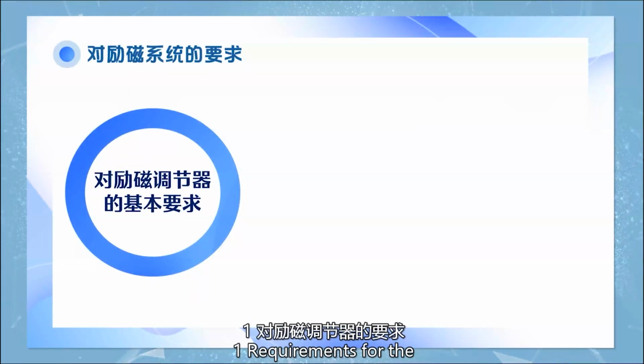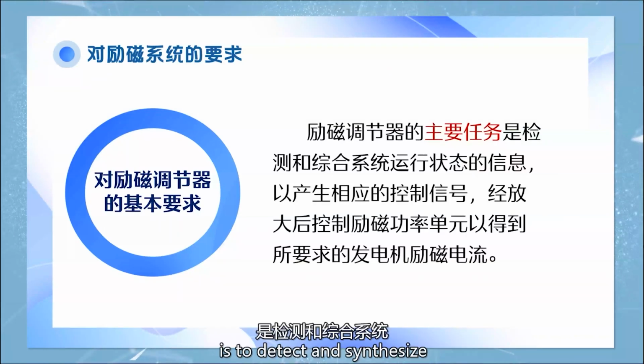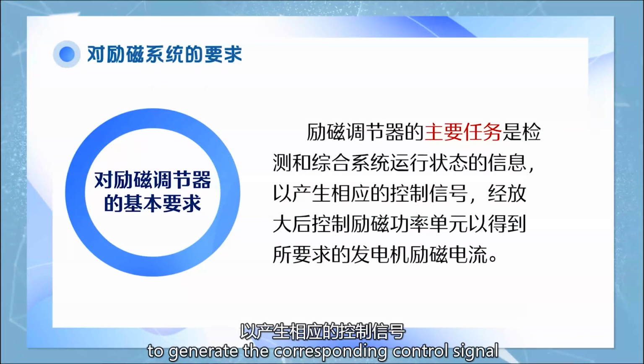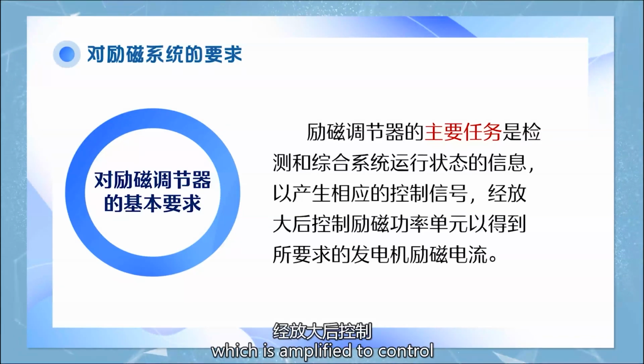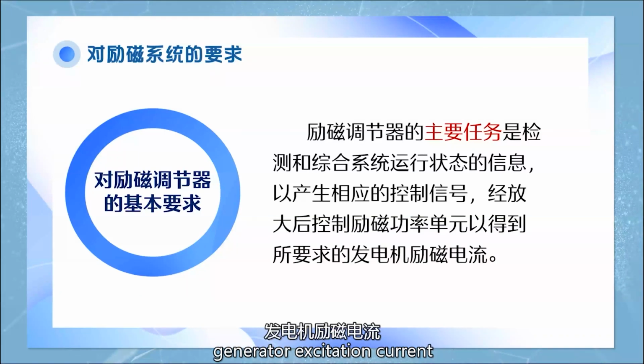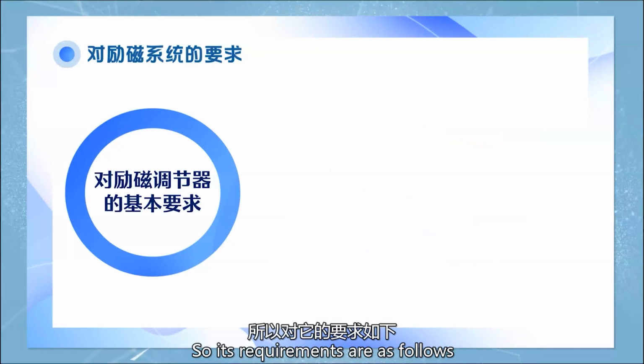First, requirements for the excitation regulator. As we know, the main task of the excitation regulator is to detect and synthesize the information of the system operation state to generate the corresponding control signal, which is amplified to control the excitation power unit to get the required generator excitation current. So its requirements are as follows.